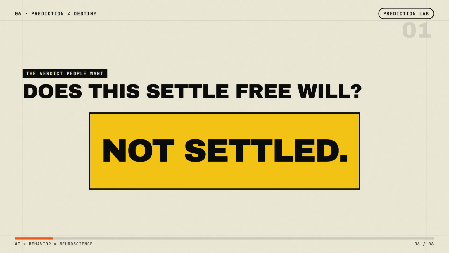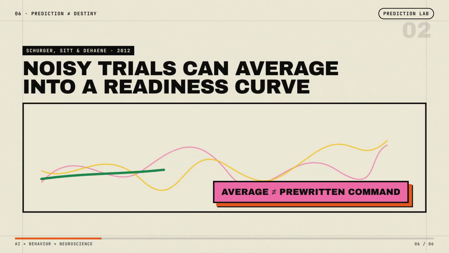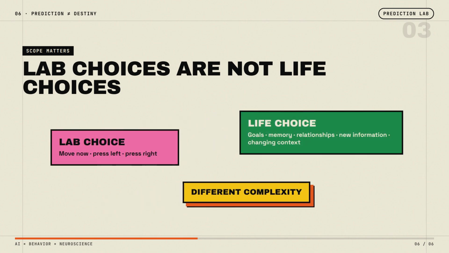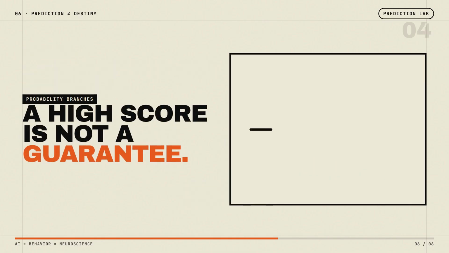The laboratory choices were deliberately simple: move now, press left, press right. Reporting the exact moment an intention becomes conscious is itself difficult. Later work showed that the readiness potential can emerge when random neural fluctuations are averaged backward from the moment a threshold is crossed. What looks like a pre-written command may partly be the statistical shape of preparation. AI faces a similar limit. A high score is not a guarantee. New goals, new contexts, reflection, randomness, and information the model cannot observe can bend the path.